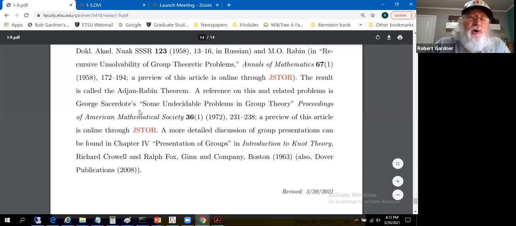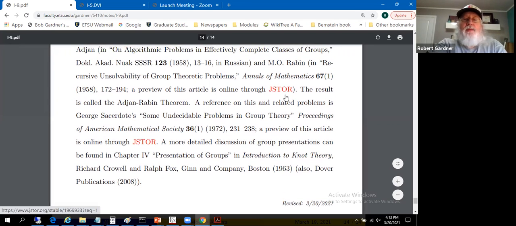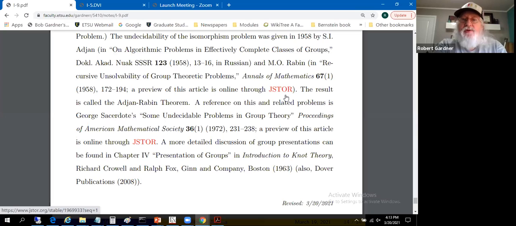A reference on this and related problems concerning undecidable problems in group theory is given by Scarcello. I should have practiced this in my mind more. Scarcello's paper appeared in the Proceedings of the AMS. These last two papers, I've given links. They can be previewed, meaning you can see the first page, so it includes the abstract and the reference. JSTOR has the first pages of these available.